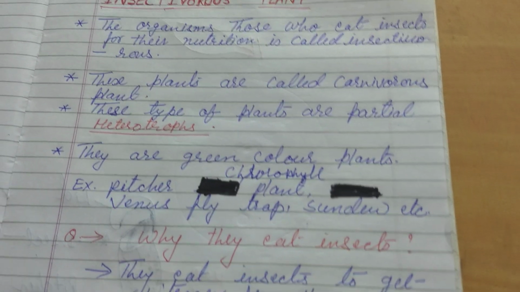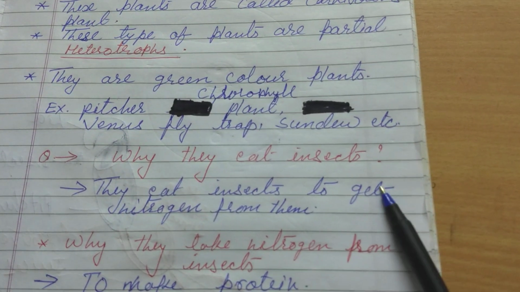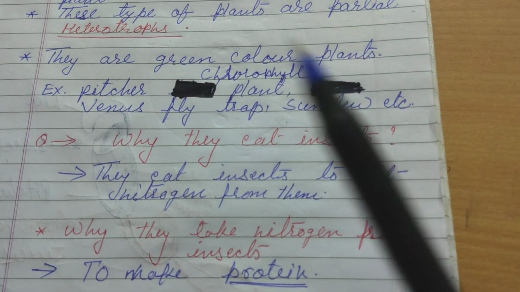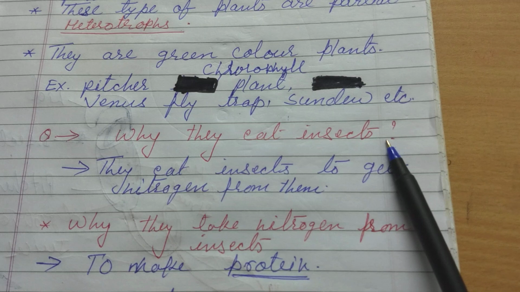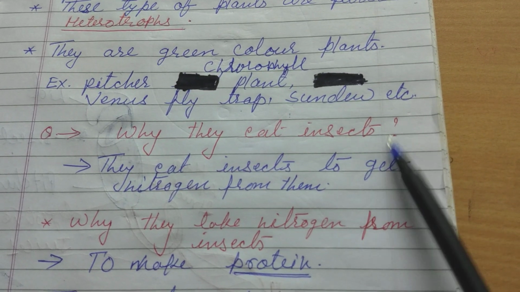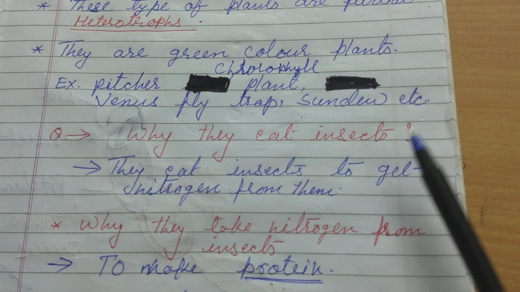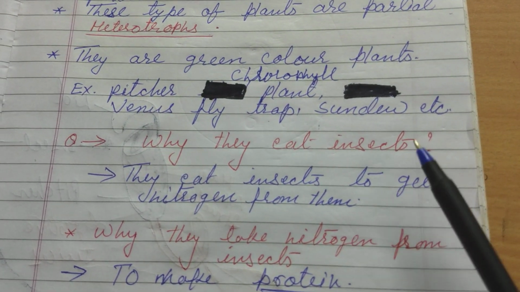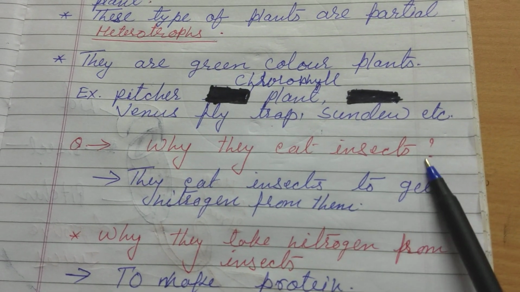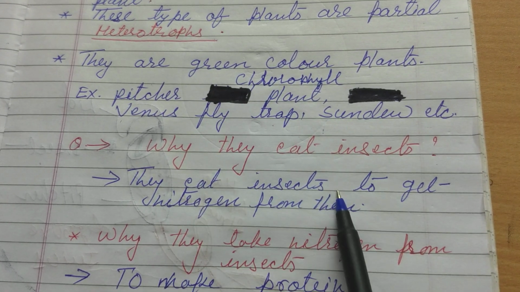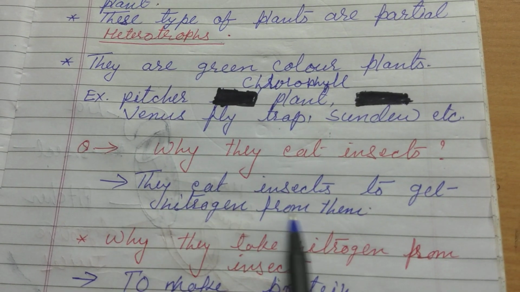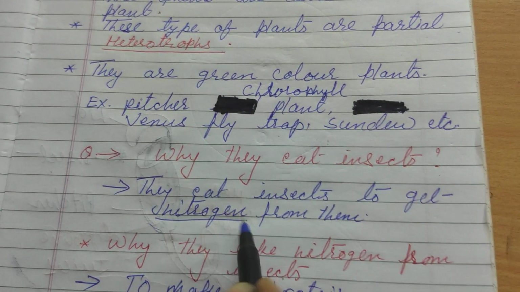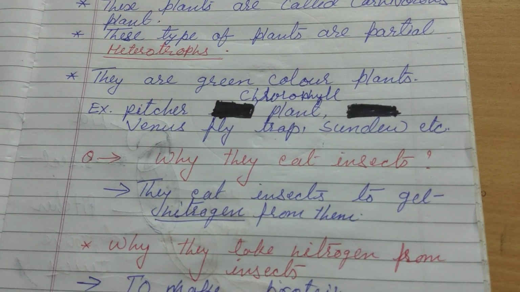These are certain examples of insectivorous plants. Now the question arises, why do they eat insects? What is the reason they have to eat insects? As they are autotrophs with the green pigment called chlorophyll, they prepare food, but why do they have to eat insects? They eat insects to get nitrogen from them. So what is the importance of nitrogen to this plant?